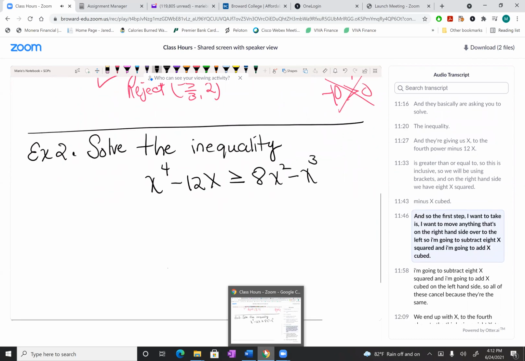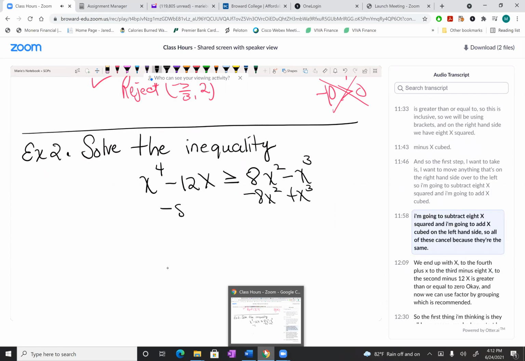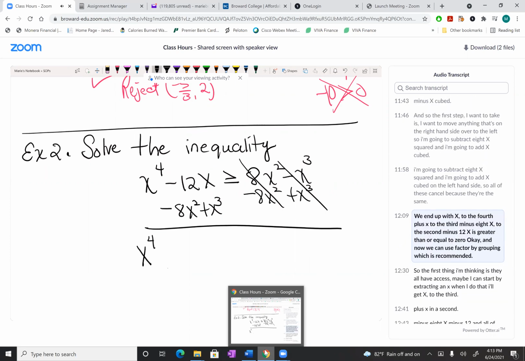And so the first step I want to take is to move anything that's on the right-hand side over to the left. So I'm going to subtract 8x squared, and I'm going to add x cubed on the left-hand side. So all of these cancel because they're the same. We end up with x to the 4th plus x to the 3rd minus 8x to the 2nd minus 12x is greater than or equal to 0.